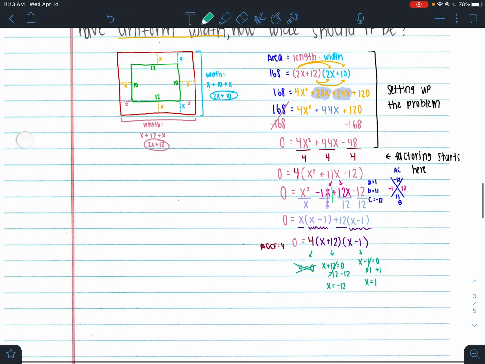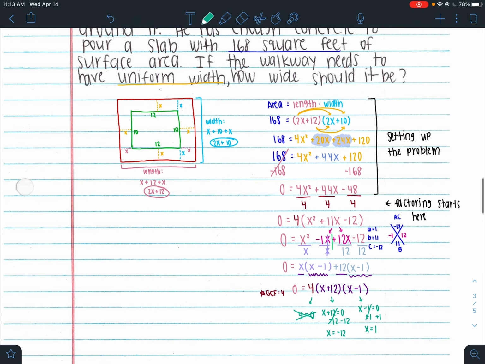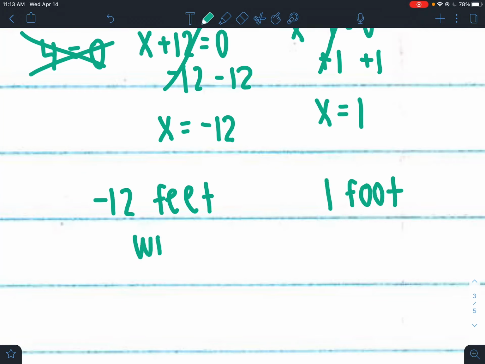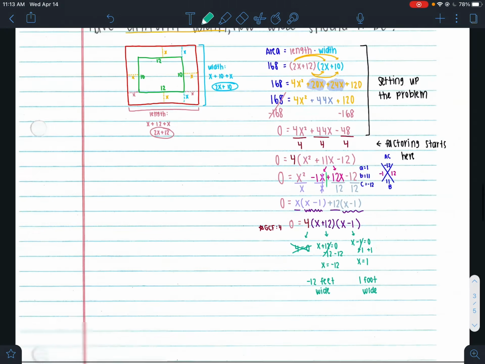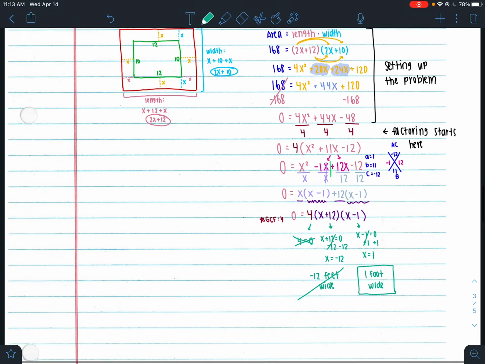So we have two answers here, but what's the problem? The whole point of this entire thing was to see if I could find how wide this concrete walkway needs to be. So I have two answers. Either my walkway is going to be negative 12 feet wide, or my walkway is going to be 1 foot wide. You have to think about, is it possible for my walkway to be negative 12 feet wide? It's not. So that's not our answer, which means our only answer here is that the walkway will be 1 foot wide.